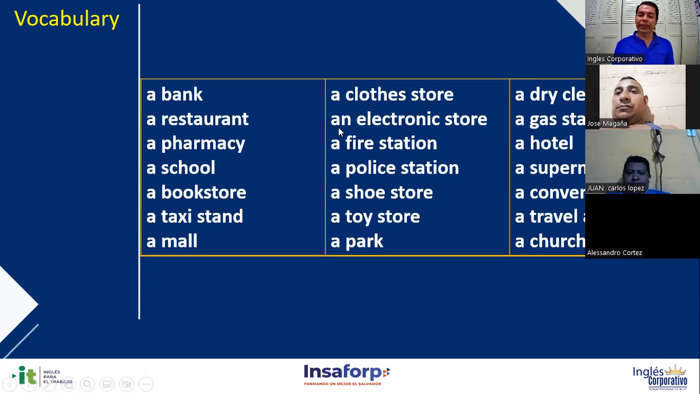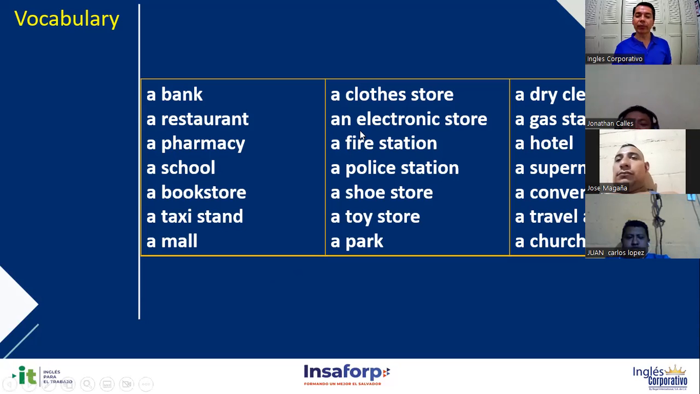Okay, remember the rule, right? When the noun starts with a vowel, we say an. When the noun starts with a consonant, we say a. One example is an apple, a car, right? Or in occupations, for example, we can say an engineer, a doctor, consonant a, vowel n, right? Understand? Si empieza con las vocales, lleva an.